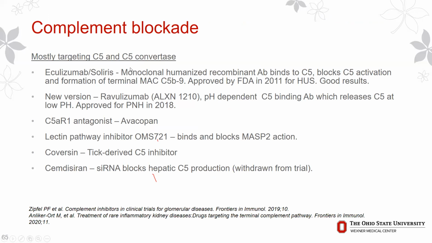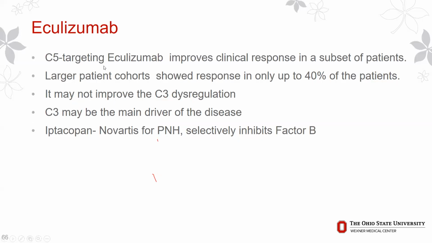As far as complement blockade is concerned, most of what was used up till now was directed against C5: eculizumab, and now we have ravulizumab, which is, I think, longer acting. Avacopan is directed against the C5a receptor, and there are several others. Eculizumab has shown dramatic response in hemolytic uremic syndrome, but not that great in C3GN. It's possible the reason may be that it doesn't improve C3 dysregulation. It only acts against C5 and the downstream pathway, the membrane attack complex. But if C3 dysregulation is the main driver of the disease, eculizumab may not address it.